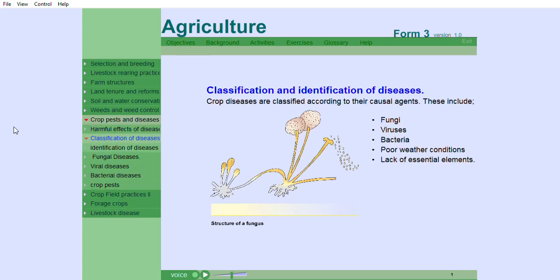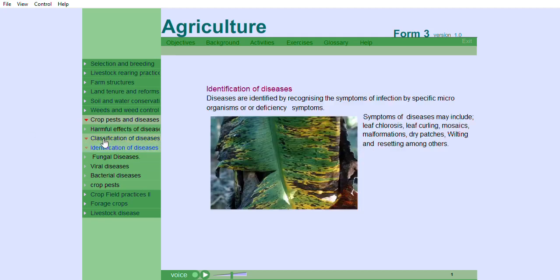Classification and identification of diseases. Crop diseases are classified according to their causal agents. These include fungi, viruses, bacteria, poor weather conditions, and lack of essential elements. Identification of diseases. Diseases are identified by recognizing the symptoms of infection by specific microorganisms or deficiency symptoms.